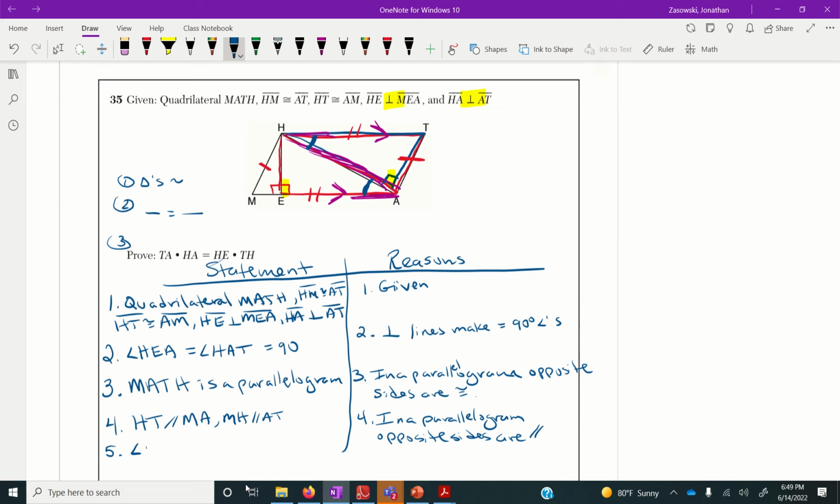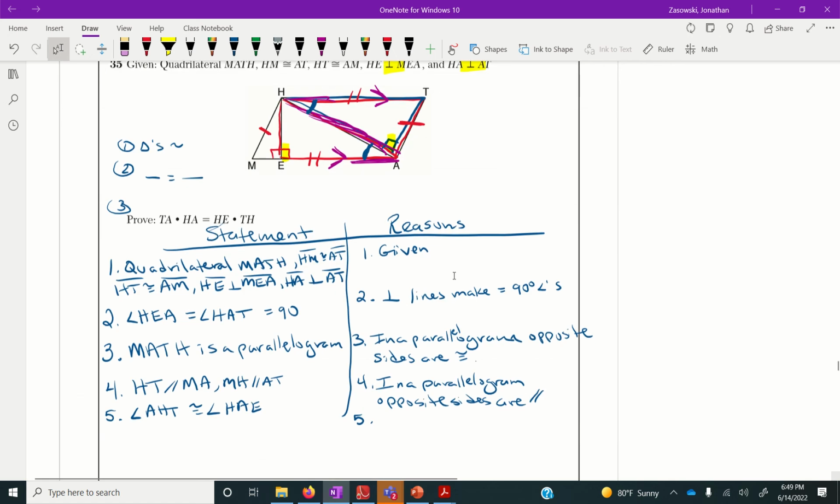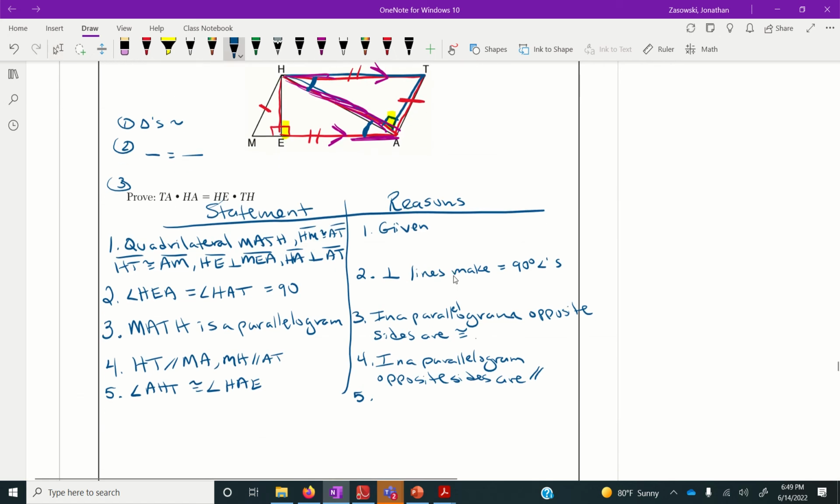So angle AHT or THA, your call, and angle HEA or EAH, HAE. And this is that long reason we always hate writing, or love, depending on what you want to do. Two parallel lines cut by a transversal, and then the alternate interior angles are congruent.